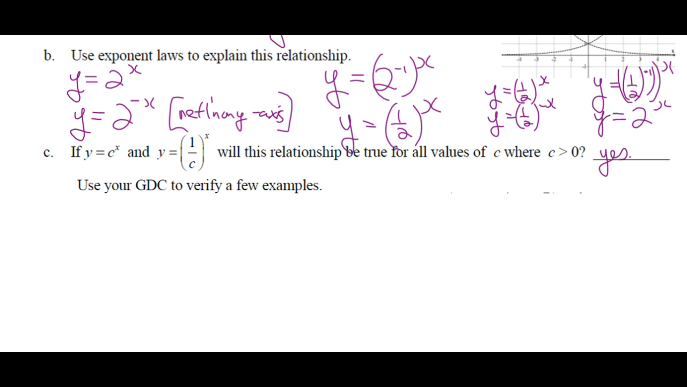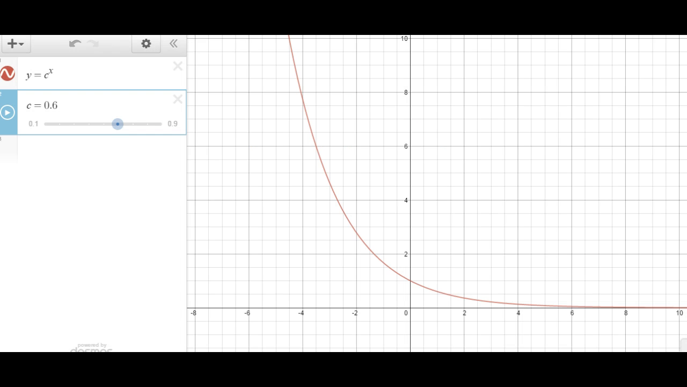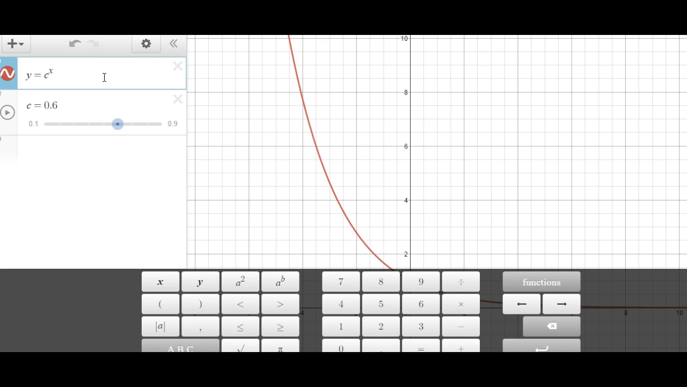Okay. Now I'm wondering if we could play with this here. So, okay, I got my c going from, I don't know if I could do a c to the negative x. Let's see if we can do that.